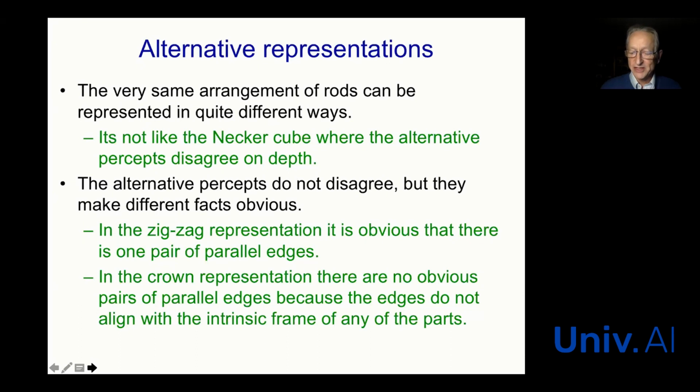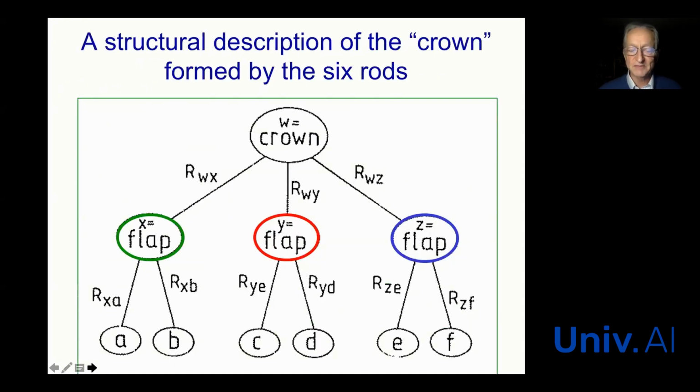A long time ago, in the age of symbolic AI, we would represent those 2 parsings of those edges like this. When you see the 3 flaps forming a crown, I could make a little tree structure. The whole thing is a crown. It's got 3 major constituents, which are the flaps, and each constituent has 2 parts, which are the 2 edges. There's a relationship between the crown and the green flap. And that relationship, which I've represented here, the spatial relationship, I've represented it as RWX. That's actually the coordinate transform between the intrinsic rectangular frame you impose on the crown and the intrinsic frame you impose on the green flap.